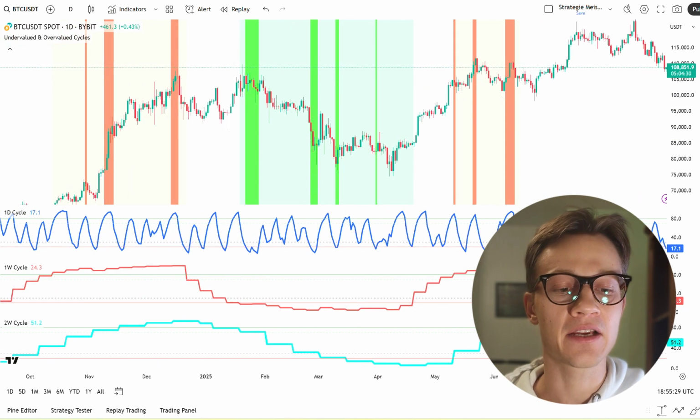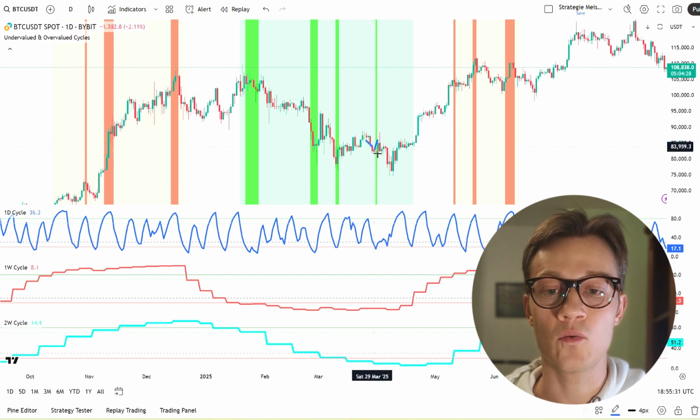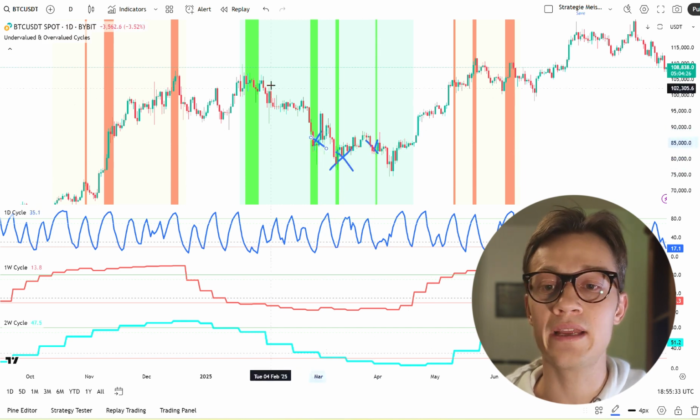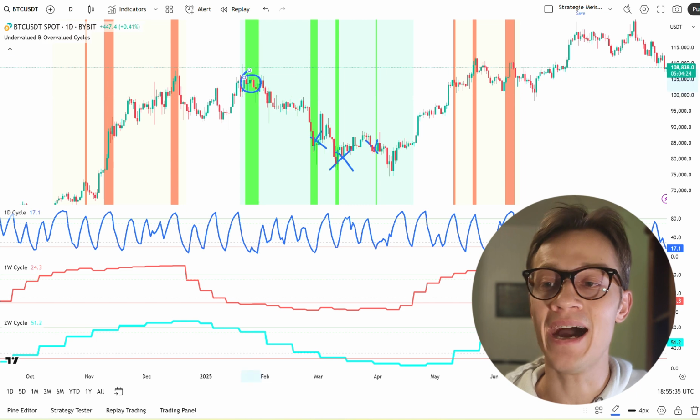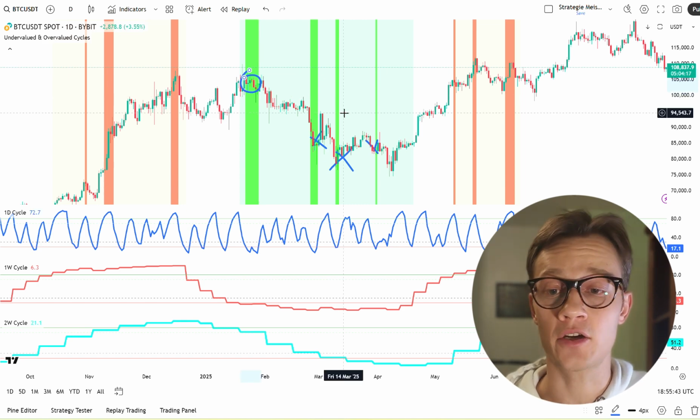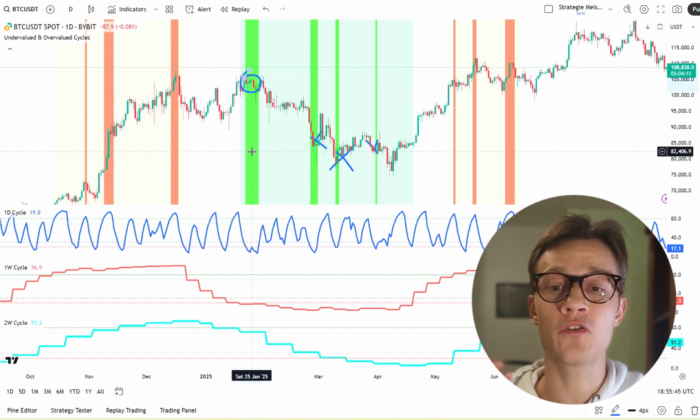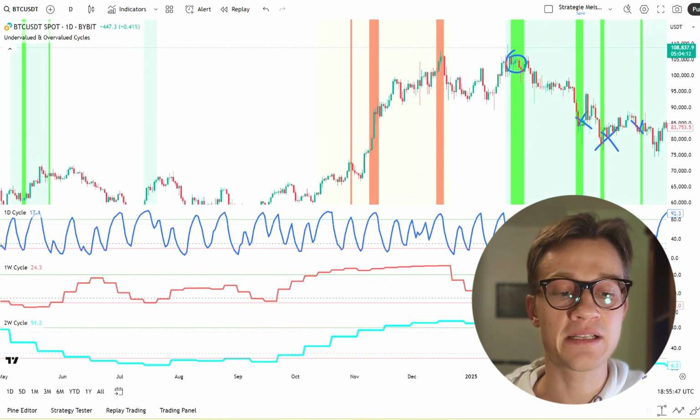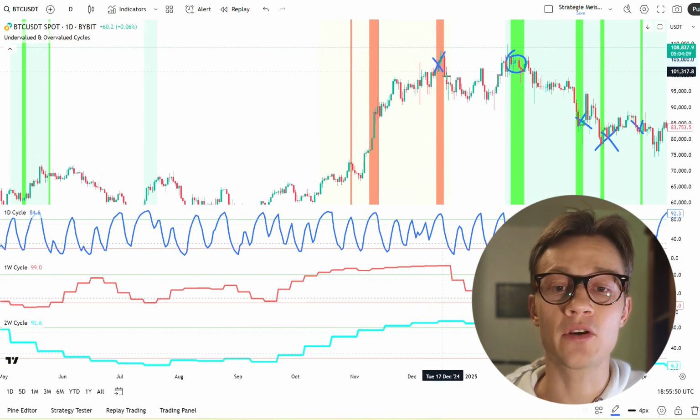Now, every single green signal, like this one, or that one, or even this one, represents a buy signal. Bitcoin is oversold in the current conditions, and there is a great opportunity to enter the market. The red color represents the opposite. It shows where Bitcoin is overbought, and you should start unwinding your positions.